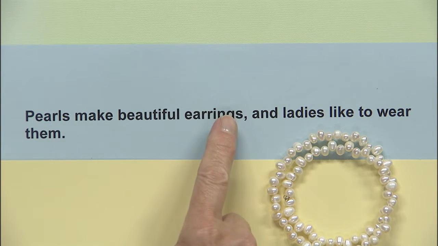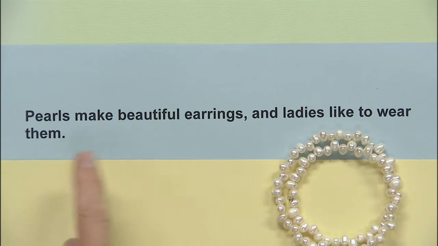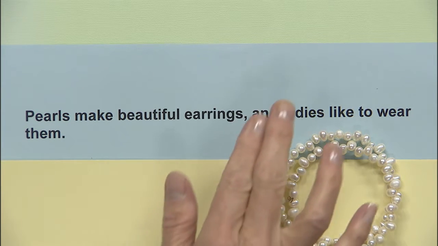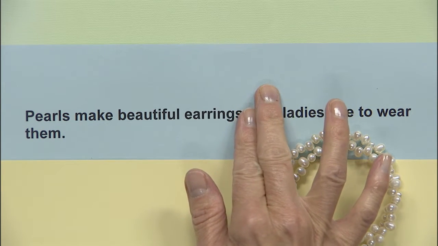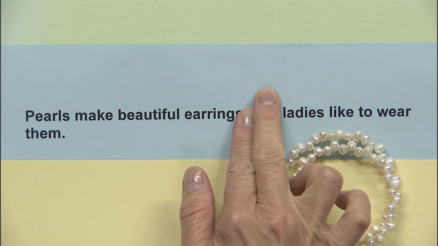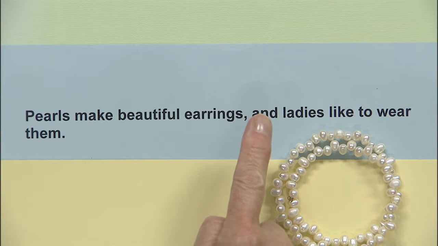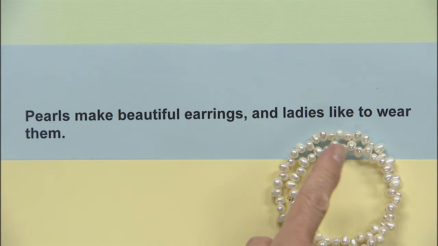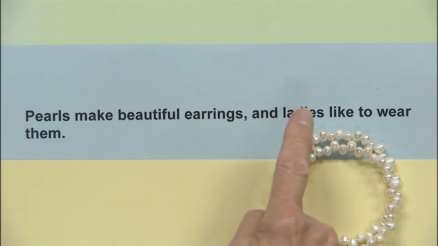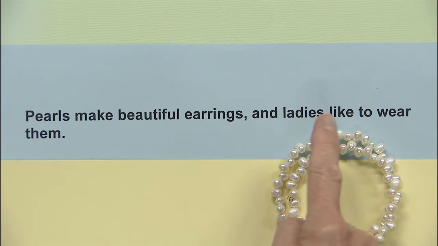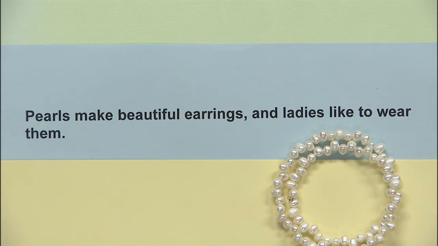Pearls make beautiful earrings and ladies like to wear them. That's a compound sentence. You can tell that because if I cover up the conjunction, I've got a complete thought, a complete sentence on each side of the conjunction. Also notice that this second part, the second sentence after the coordinating conjunction, gives us more information. Ladies like to wear them.